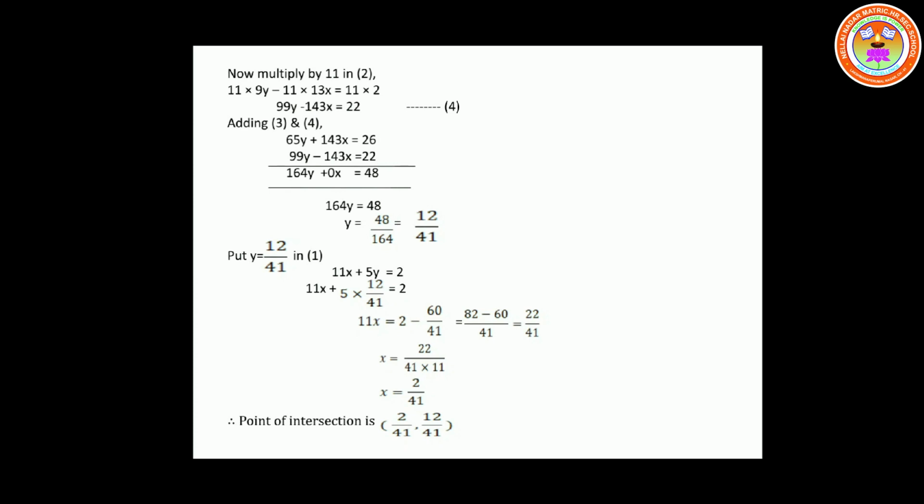So here you have 11x is equal to 22 by 41. Therefore x is equal to 22 by 41 into 11. So 11 and 22 gets cancelled 2 times and 1 times. So balance you have 2 by 41. So I had my y value and x value. So I have got the point of intersection as 2 by 41 comma 12 by 41. This is the point of intersection of the line joining the points.